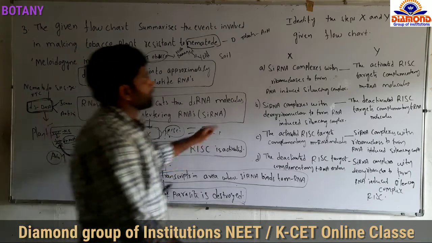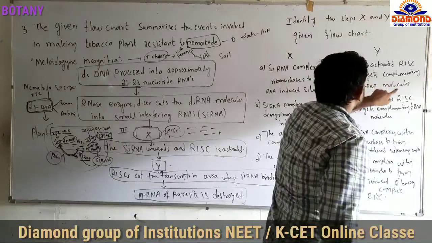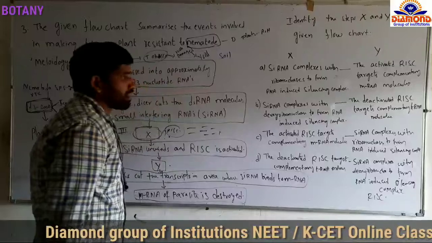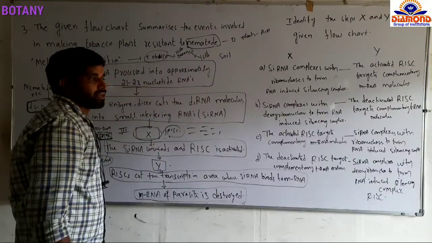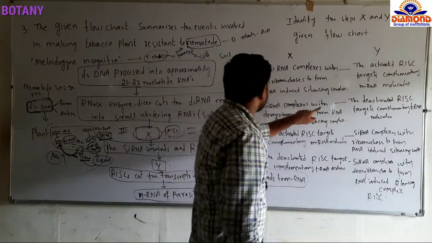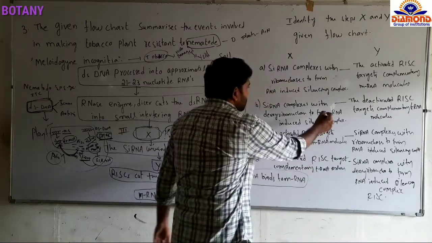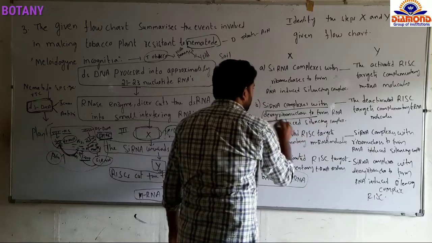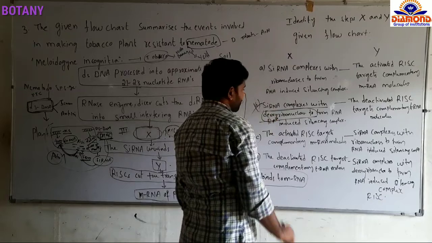So in option Y, the activated RISC targets complementary mRNA molecules. Whenever the RISC enzyme is formed and single-stranded RNA molecules are formed, they directly bind to the mRNA of the nematode gene. And option B, siRNA complexes with deoxyribonuclease to form RISC. This is not a deoxyribonuclease enzyme, it is an RNase enzyme. So option B is incorrect.